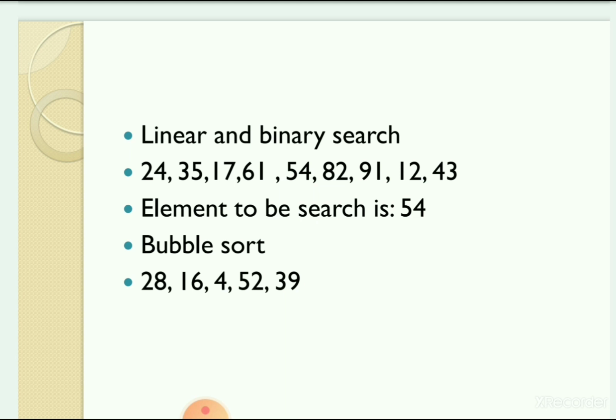First example I have given, the elements which are given are 24, 35, 17, 61, 54, 82, 91, 12 and 43. By using these elements you have to do the linear search and the binary search also. The element you have to search in this is 54. So by both the techniques you have to solve the example, firstly by using linear search and after that by binary search.